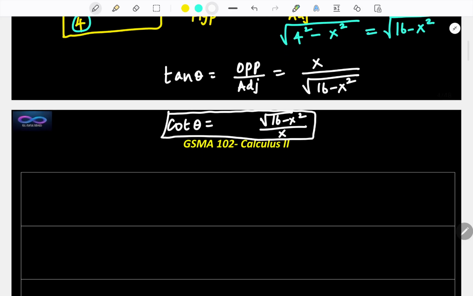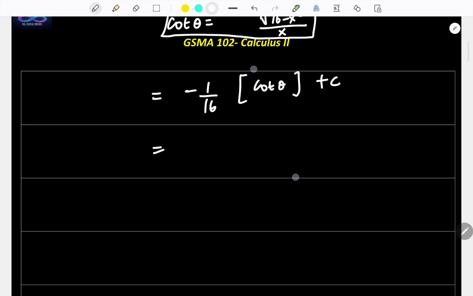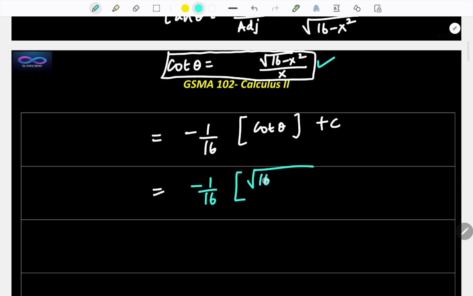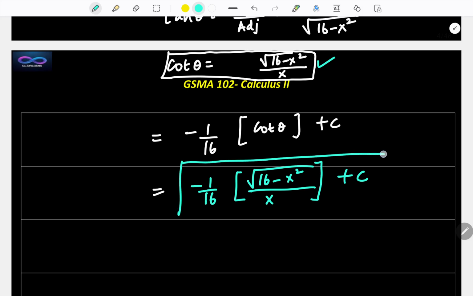Yes. So therefore, your final answer. What is your answer? Minus 1 by 16 cot theta plus integrating constant c. So this will be equal to minus 1 by 16, bracket open, what is cot theta? Square root of 16 minus x square divided by x, bracket close, plus integrating constant c. So this is going to become your final answer. Clear, all of you?